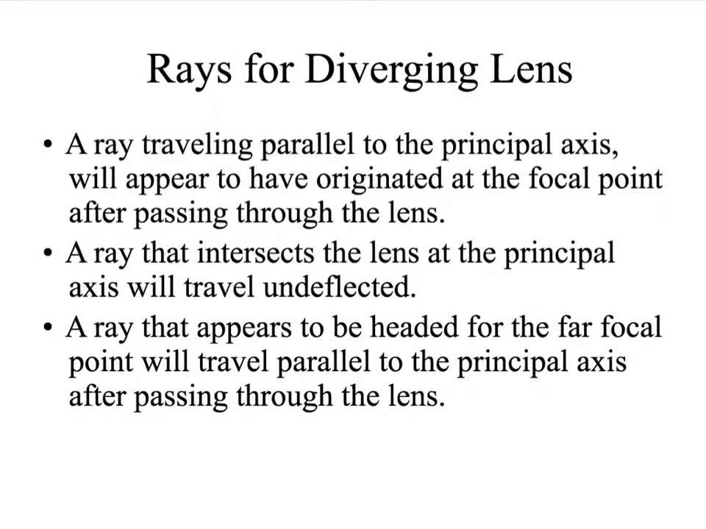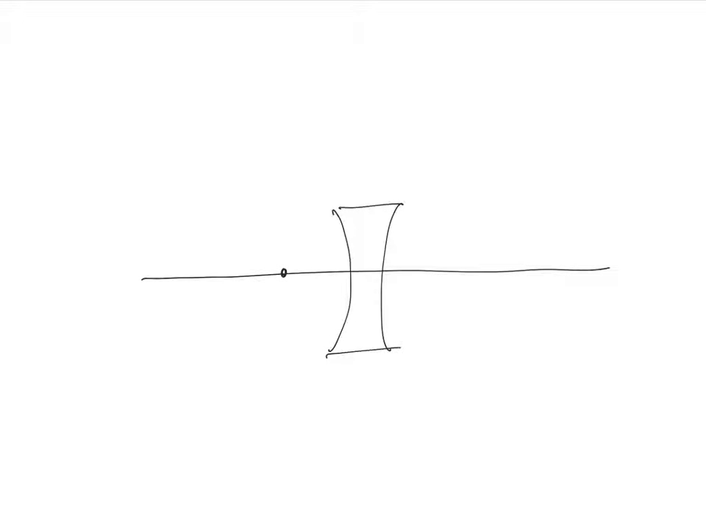So, alright, let's try to do our diverging lens. Here's our lens, and here are our two focal points. Here is our object. Okay, our first light ray comes in parallel to the principal axis, but once it goes through the lens, it will appear to have originated at the focal point.